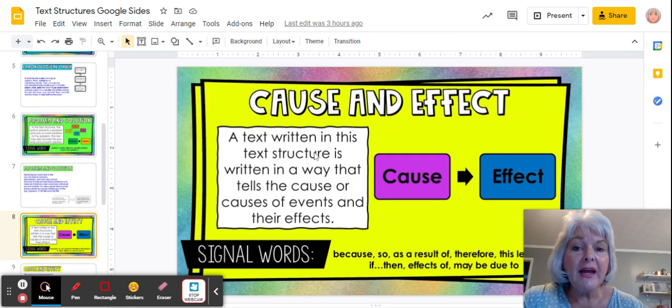Then for your cause and effect, a text written in this text structure is written in a way that tells the cause or causes of events and their effects. So your signal words are because, so, as a result, therefore, this leads to, if then, effects of, and may be due to.